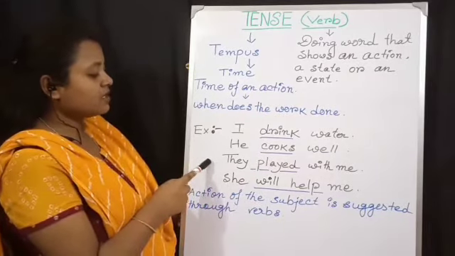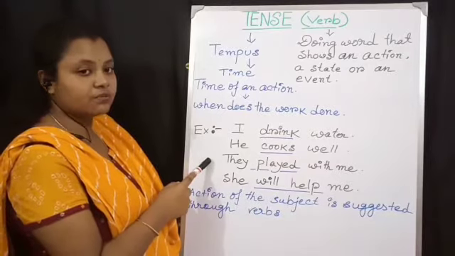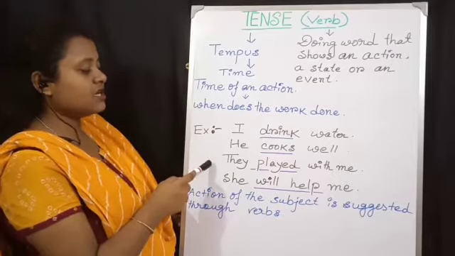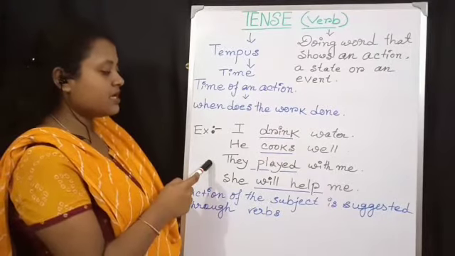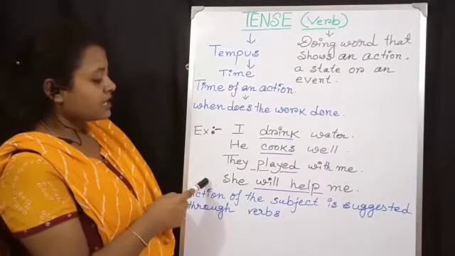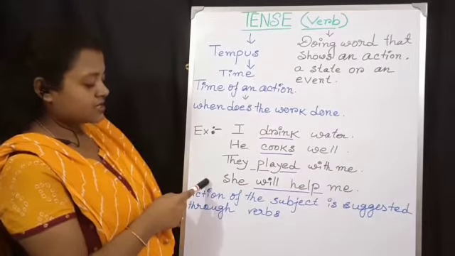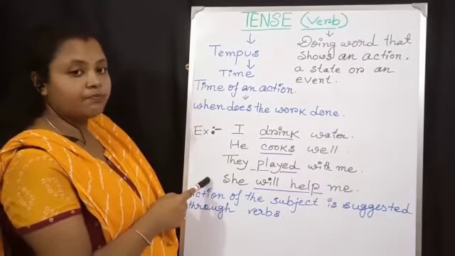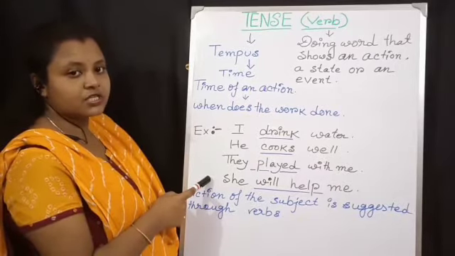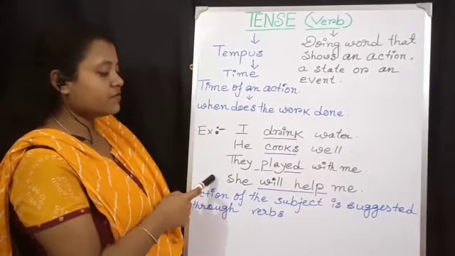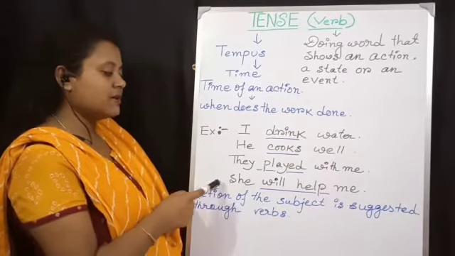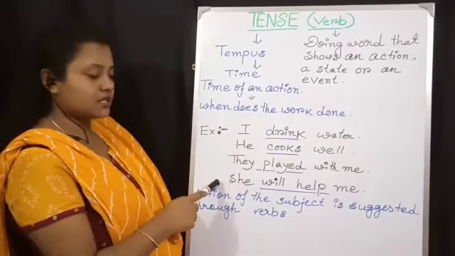Next come to the third sentence, they played with me. Here the word played is written in the past form. So that's why this sentence is an example of past tense. Now come to the last sentence. She will help me. Here will help is written in future tense. Wherever you see shall and will, the sentence is written in the future tense.